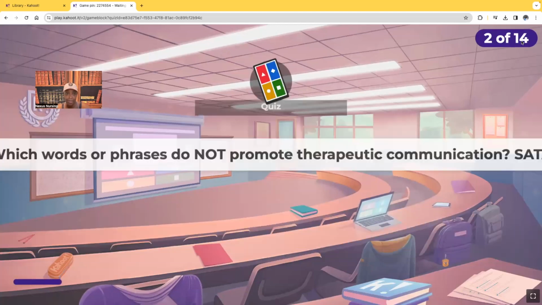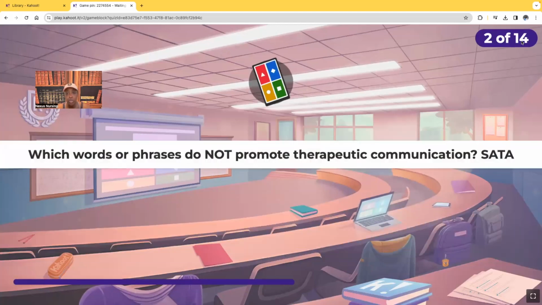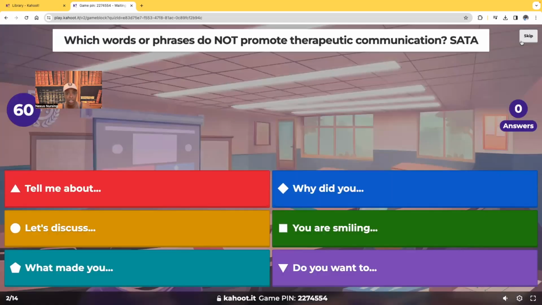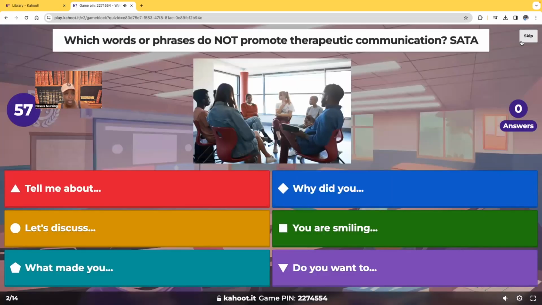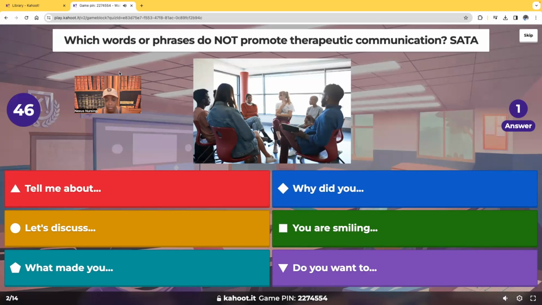Select all that applies. Which words or phrases do not promote therapeutic communication? Here are the examples. Tell me about. Why did you? Let's discuss. You're smiling. What made you? Do you want to? Which phrases do not promote therapeutic communication? Which ones, as a nurse, should not be coming out of your mouth to a patient? Do you know?